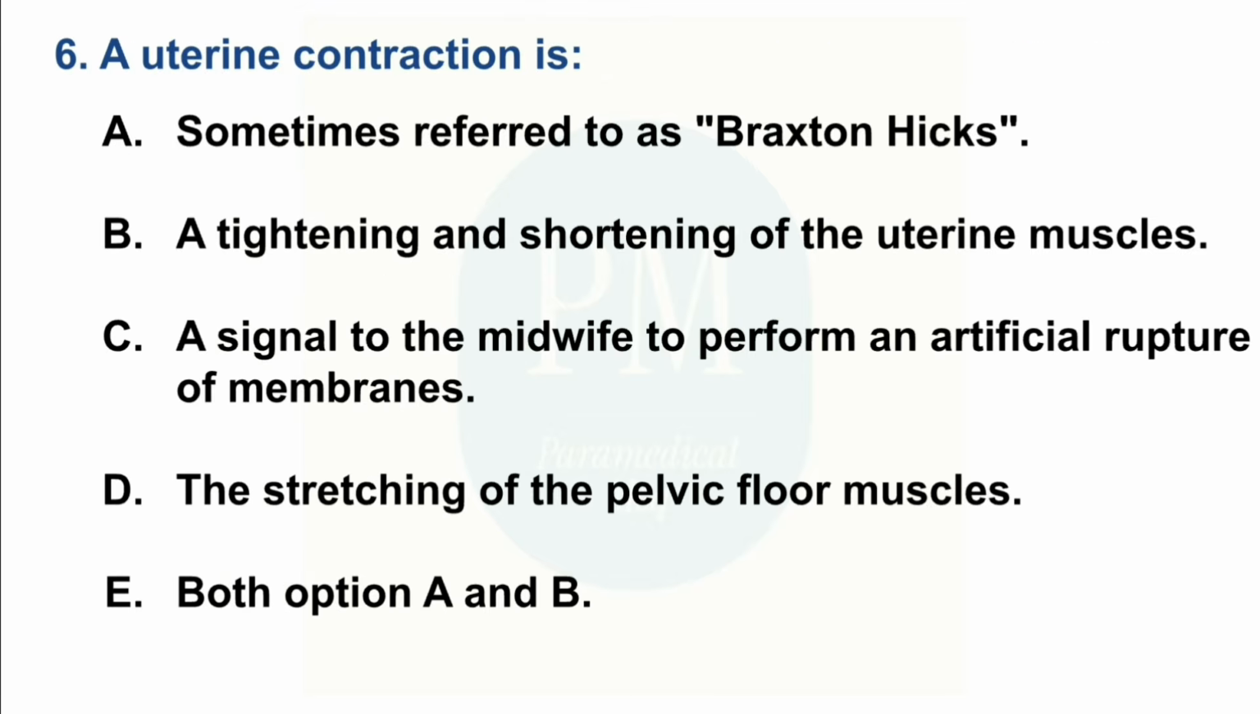A uterine contraction is option A, sometimes referred to as Braxton Hicks. Option B, a tightening and shortening of the uterine muscle. Option C, a signal to the midwife to perform an artificial rupture of membrane. Option D, the stretching of the pelvic floor muscle. Option E, both option A and B. The correct option is option E, both option A and B.